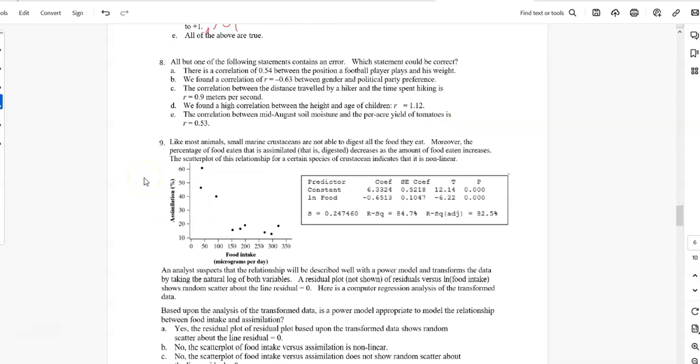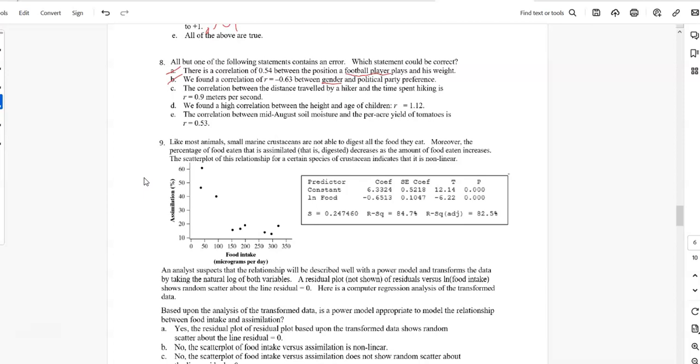Okay, all but one of the following statements contains an error. Which statement could be correct? Again, more about correlation, more fun with correlation. There's a correlation of 0.54 between the position of a football player. So football position is like you could be a quarterback or a cornerback or a lineman. They're categorical, so that can't be it, because correlation is for two quantitative variables. Between gender, again, gender is categorical, so it can't be that.